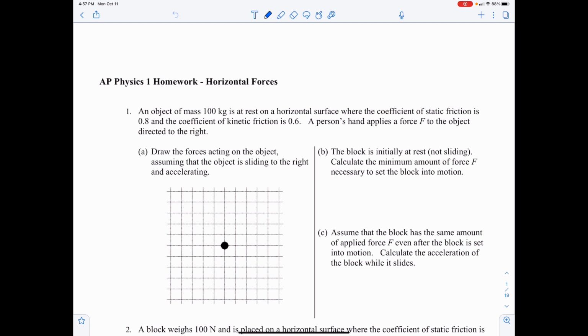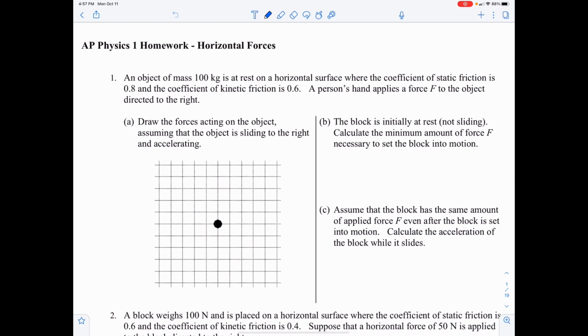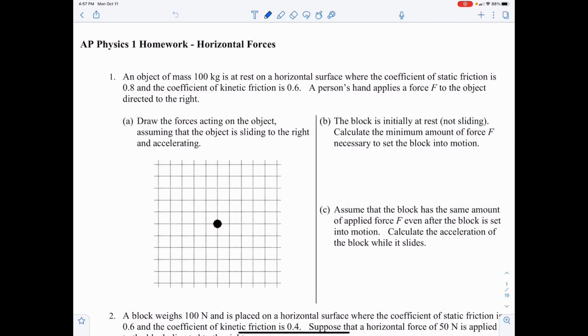Question 1. An object of mass 100 kilograms is at rest on a horizontal surface where the coefficient of static friction is 0.8 and the coefficient of kinetic friction is 0.6. A person's hand applies a force to the object directed to the right. Draw the forces acting on the object. Well, we should see a weight balanced with the normal force.